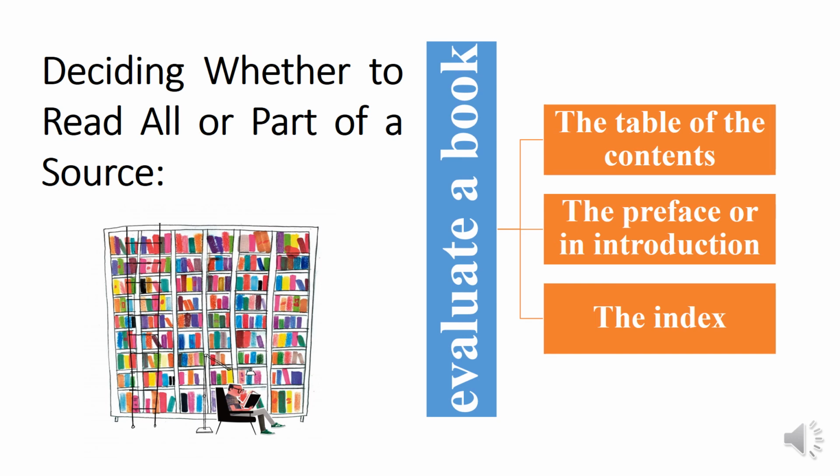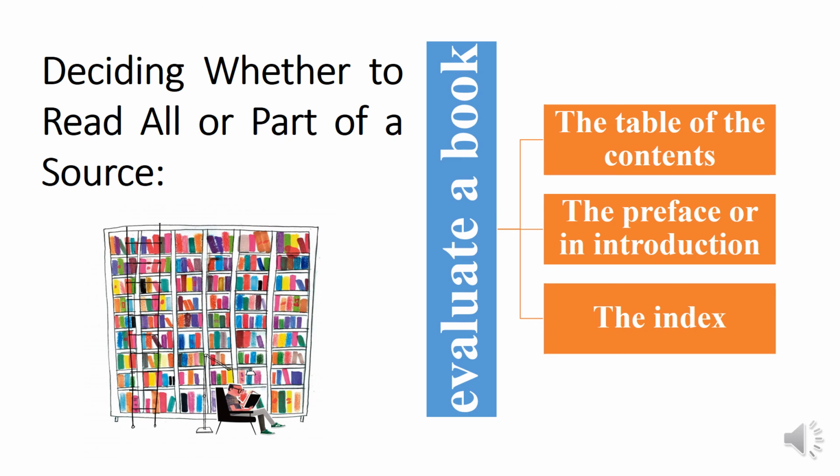In the previous slide, we talked about how we are going to decide whether we read the whole article or not. In this slide, we are going to mention how we read the book. Also, in addition to the previous items, we have to take a look at the table of contents. The table of contents will give you a brief idea whether this book is relevant to your topic or not. The preface or introduction also gives you an idea about what the writer is going to mention or discuss, and the index.